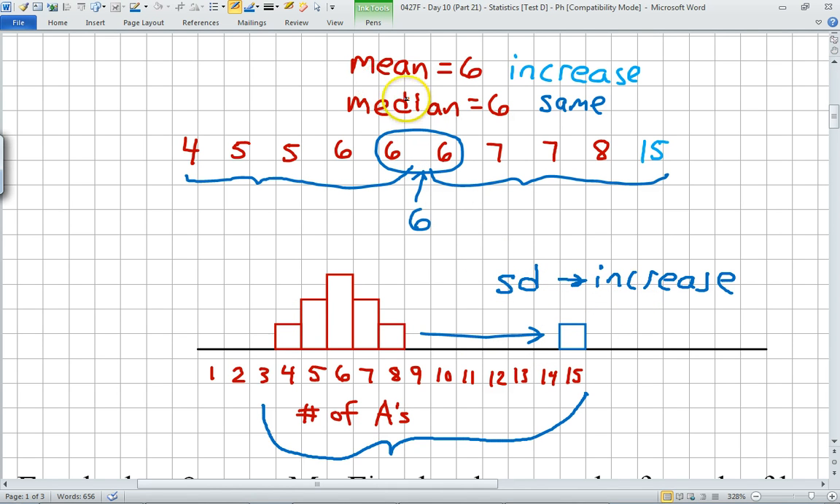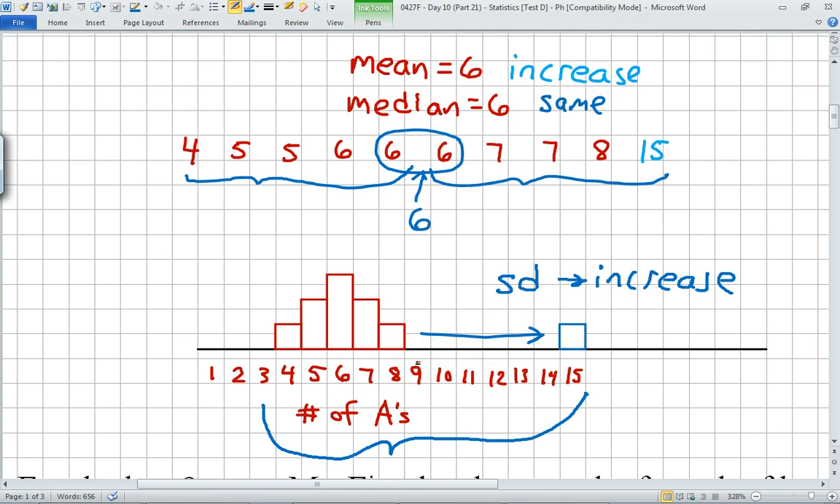So just to review, we would expect the mean to increase when we add a bigger number on the end. We would expect that the median may very well stay the same. But the standard deviation would increase when you add an unusually high number. When you add an outlier, the standard deviation will increase because it's more spread out.